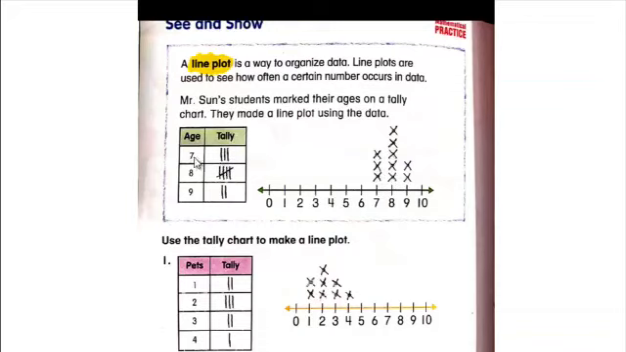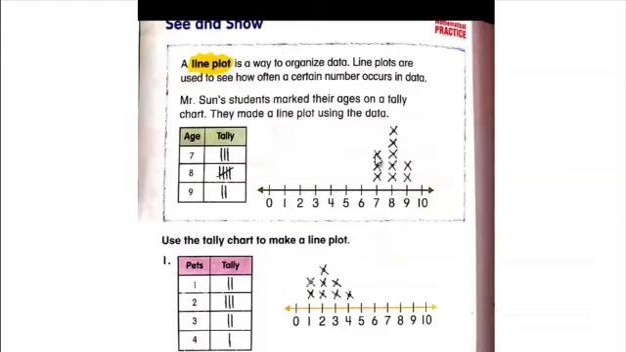Let's start with age number 7. At age number 7, there are 1, 2, 3 tally marks. This means that 3 students are 7 years old. So here in front of 7, draw 3 plots to represent the 3 tally marks. Okay, so draw here 3 plots. 1, 2, 3.